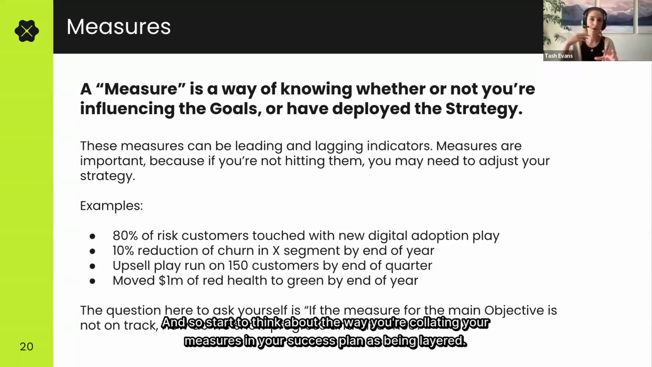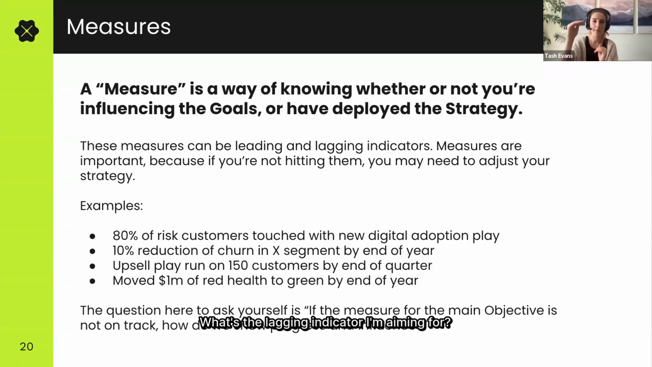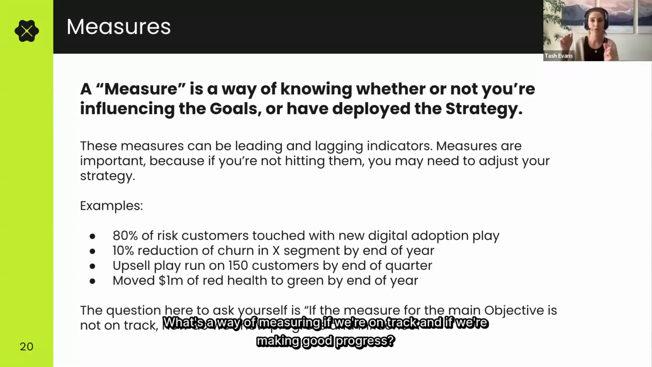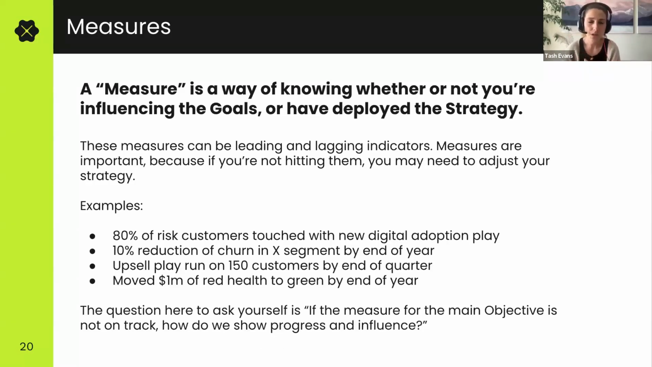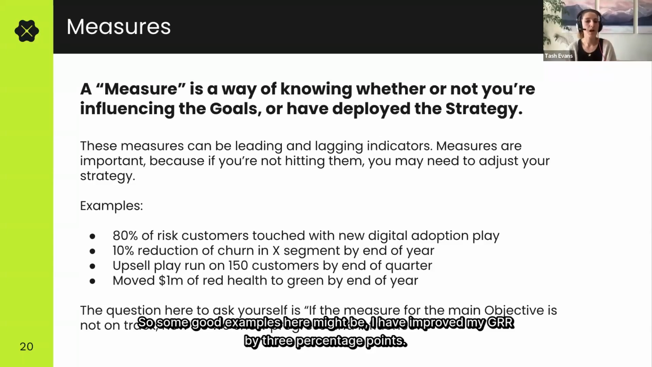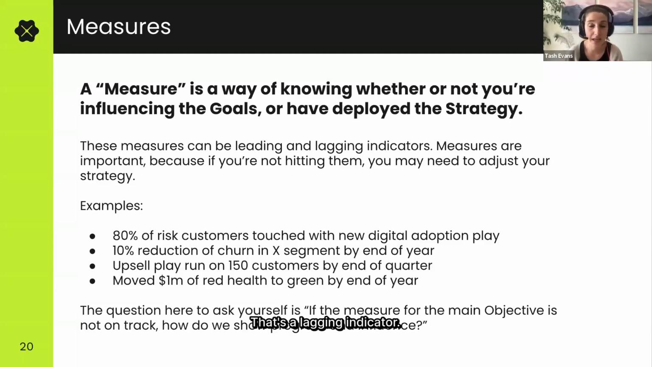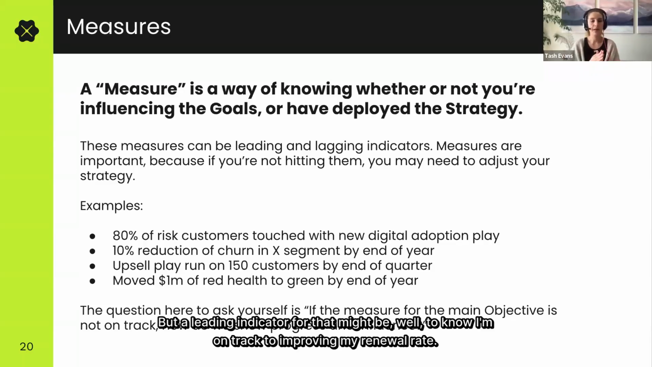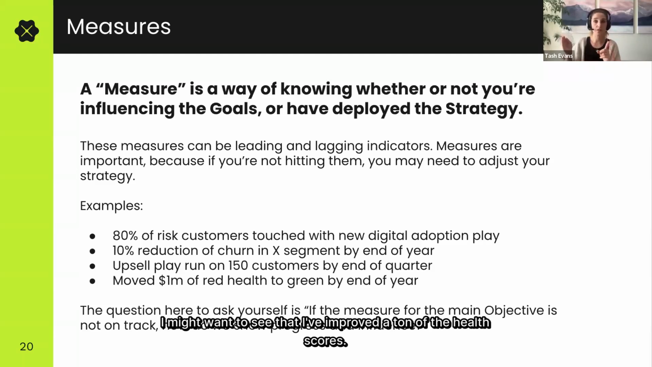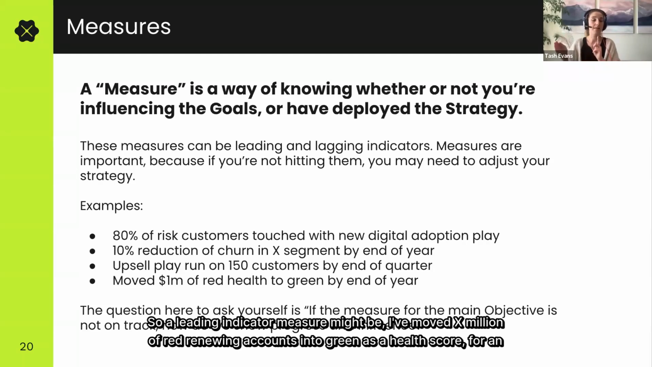And so start to think about the way you're collating your measures in your success plan as being layered. What's the lagging indicator I'm aiming for? So like the end result. And then what's the leading indicator? What's a way of measuring if we're on track and if we're making good progress? So some good examples here might be, I have improved my GRR by 3 percentage points. That's a lagging indicator. But a leading indicator for that might be, well, to know I'm on track to improving my renewal rate, I might want to see that I've improved a ton of the health scores. So a leading indicator measure might be, I've moved X million of red renewing accounts into green as a health score, for example.